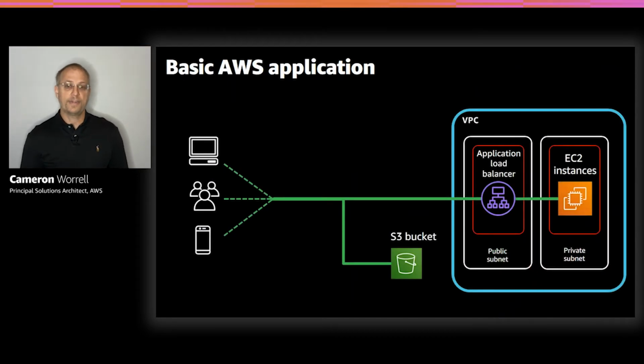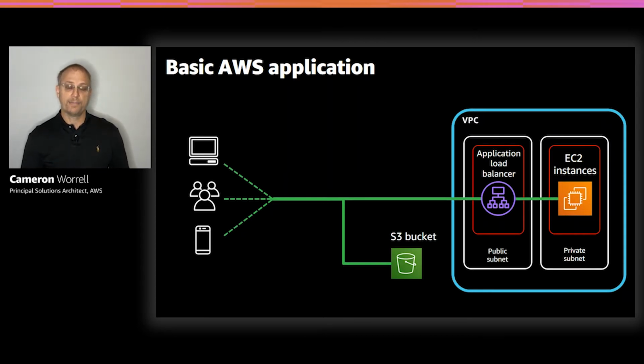If we start off thinking about a basic web application on AWS, here we have a very standard app. We've got an application load balancer, we have EC2 instances behind that, and we have an S3 bucket. There are some basic security mechanisms built into this that are pretty good, like security groups, for example. We have private and public subnets, and it's not a bad start. But what do you think we can do better? What other things can we add to enhance and improve the security posture here?